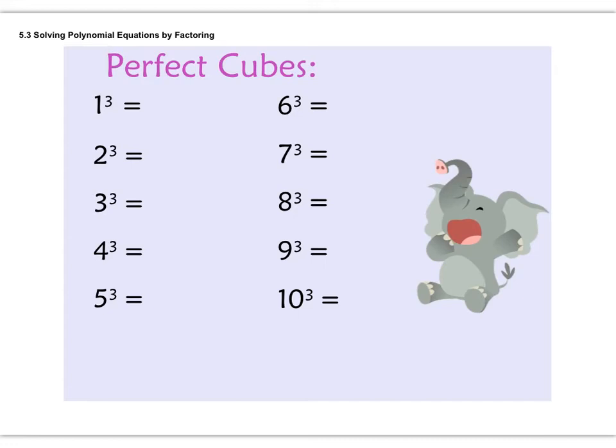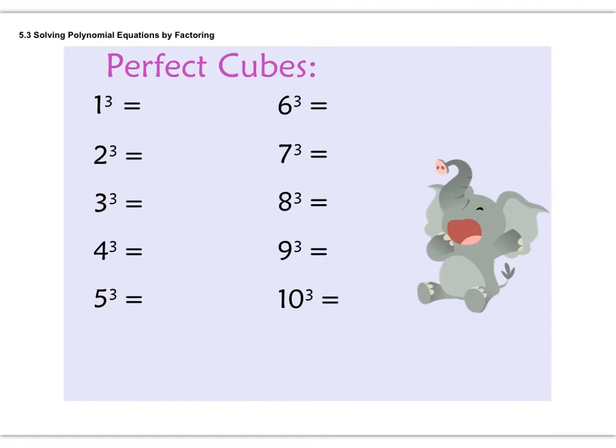So first, let's talk about how you recognize them. What are cubes? Sum and difference of cubes means I'm adding or subtracting cubes. You know your perfect squares, right? Like 2 squared, 3 squared, 4 squared. Same idea with cubes. We typically don't recognize these numbers as much.